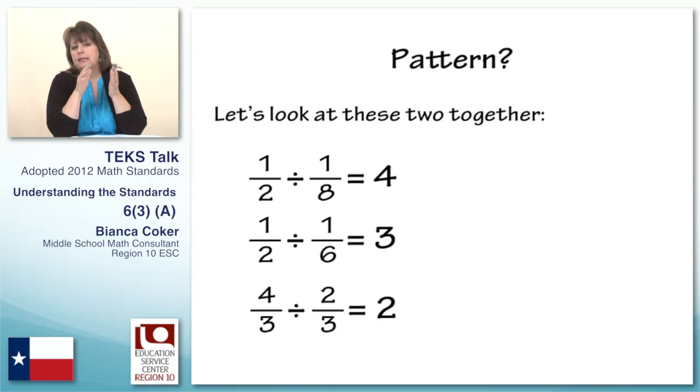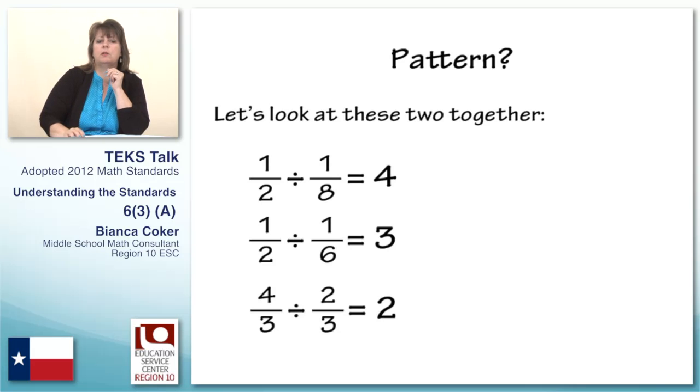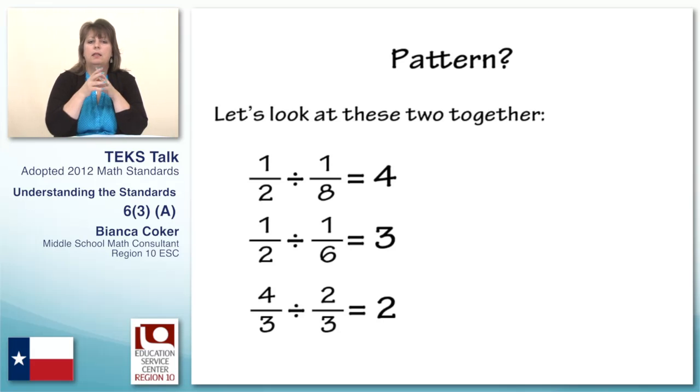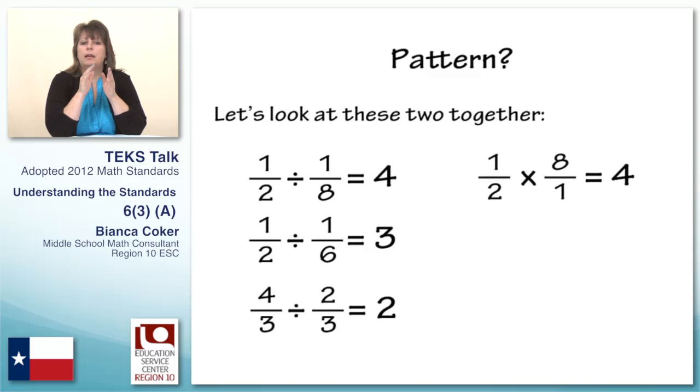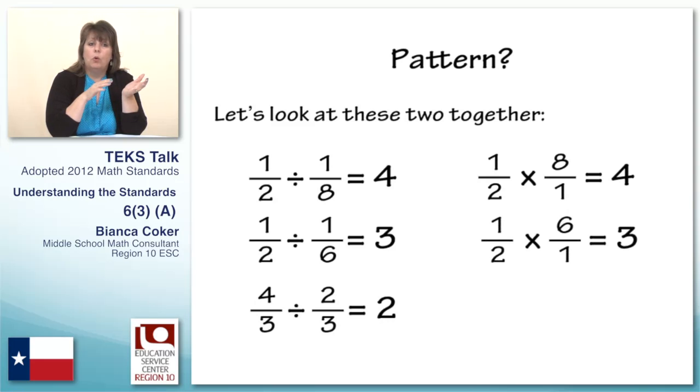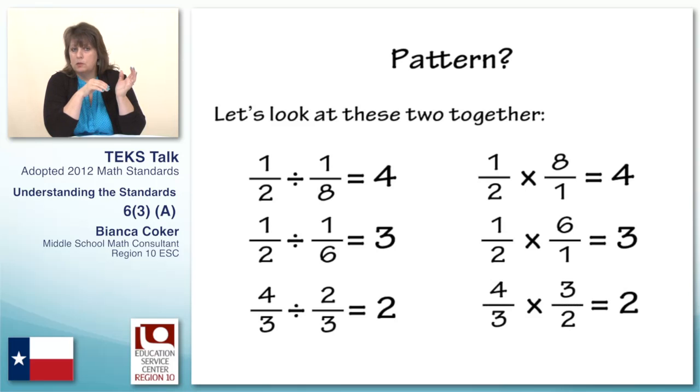So when we look at these examples, we might start noticing some relationships between our numbers, and hopefully you already know what's happening. But if we rearrange our values, we're going to have a relationship that will show us our answer, and it might be a little easier to do. So in this, when these came up, they showed a relationship with multiplication. And what we did was we said 1/2, instead of divided by 1/8, we said times the reciprocal 8/1. And when we do that multiplication, we get the same answer, which is 4. 1/2 divided by 1/6 is equal to 3, but 1/2 times the reciprocal 6/1 is also 3. And then 4/3 divided by 2/3, which is equal to 2, but 4/3 times 3/2 is also equal to 2.